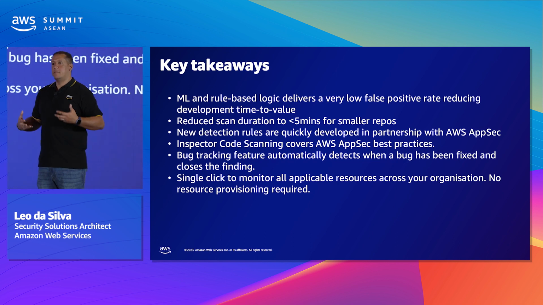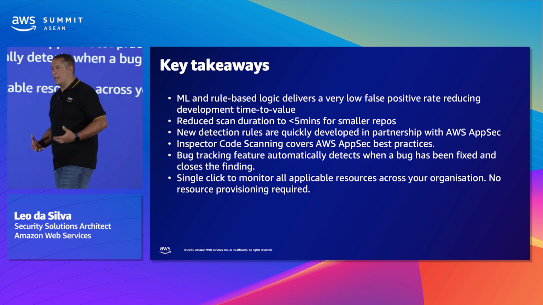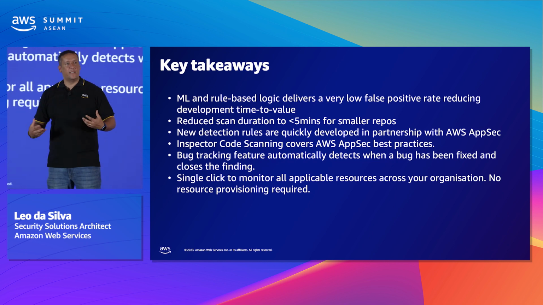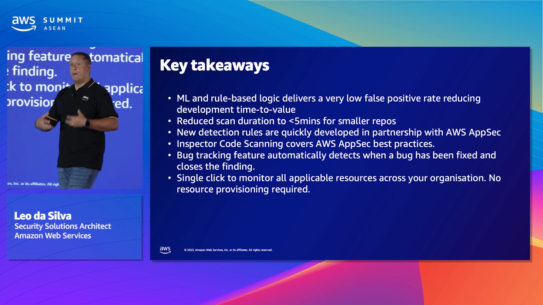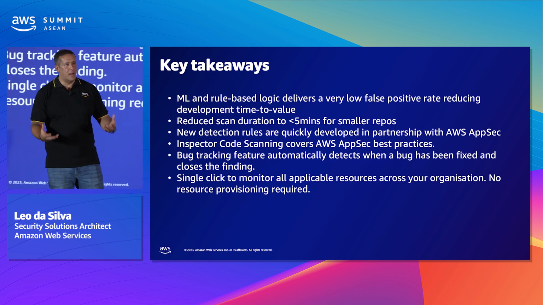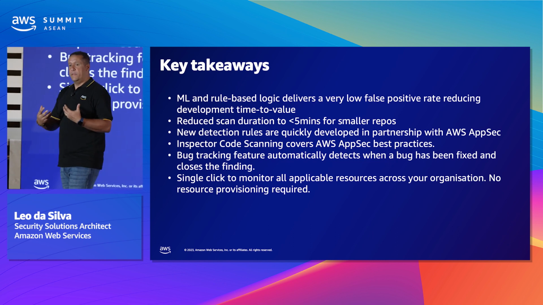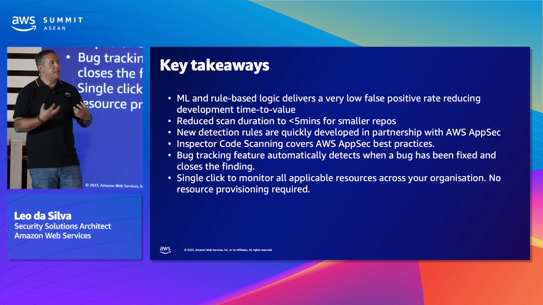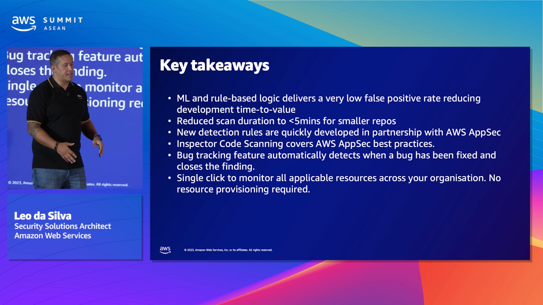We are always releasing new detection mechanisms, new detection rules. We are using our own AWS best practices, our own AWS application security learnings to help you identify those issues in your application code. So working with the internal application security teams gives us a lot of knowledge that we can then share back with you through those detection engines.